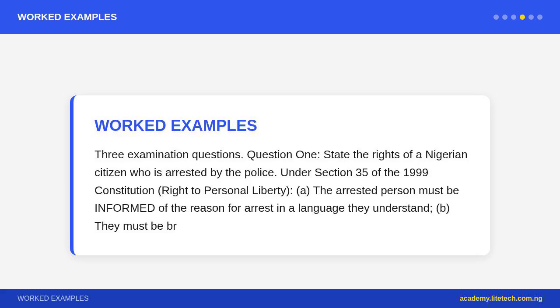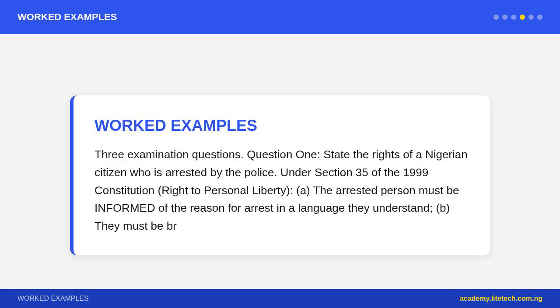#EndSARS. In October 2020, a mass nationwide youth protest against police brutality by SARS, the Special Anti-Robbery Squad, became the most significant civil society movement in recent Nigerian history. The government disbanded SARS. Petitions and legal challenge.